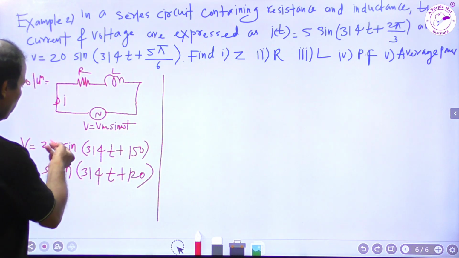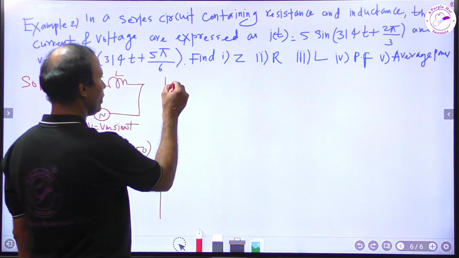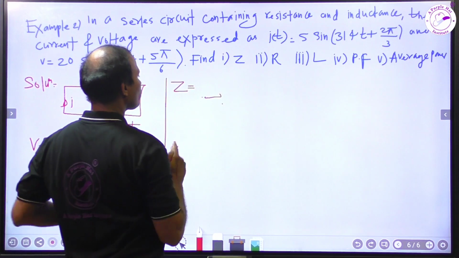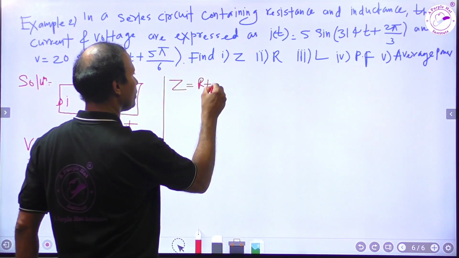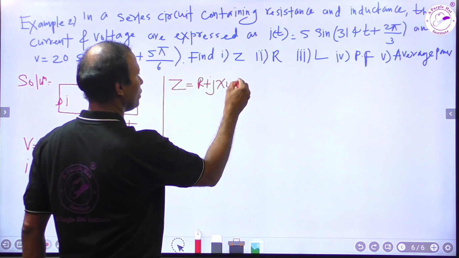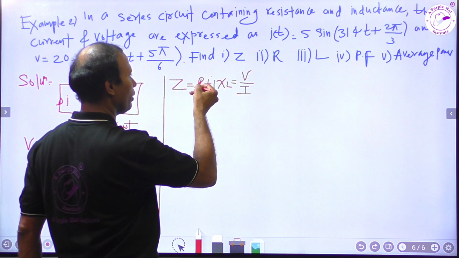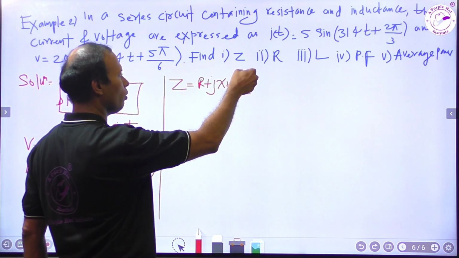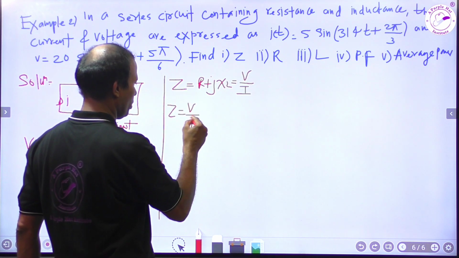Impedance can be divided very easily. Generally we write impedance in this format: Z is equal to R plus jXL. This is also equal to the ratio of voltage to current. But I don't know the resistance or the inductive reactance, so it is better to follow V by I. So Z is equal to V upon I.